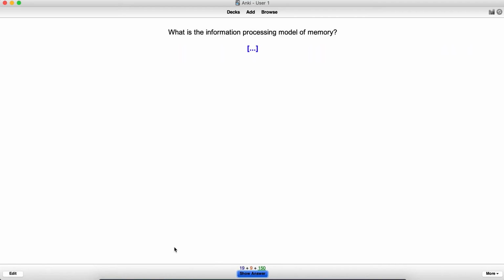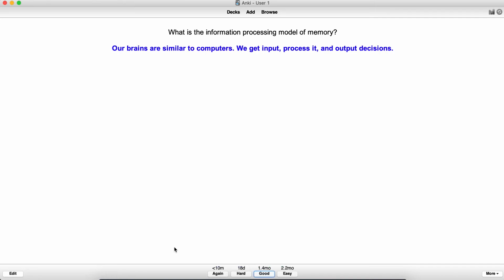What is the information processing model of memory? Start from the sensory register. Sensory register input. Our brains are similar to computers. We get input, process it, and output a decision. That's the information processing model of memory.